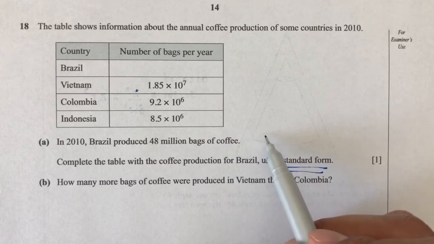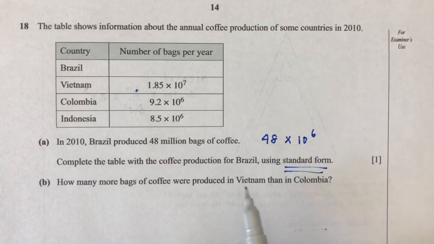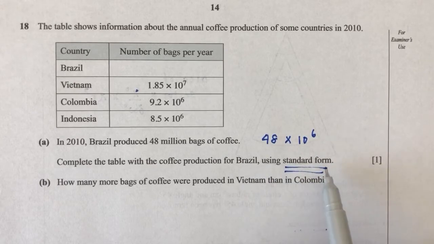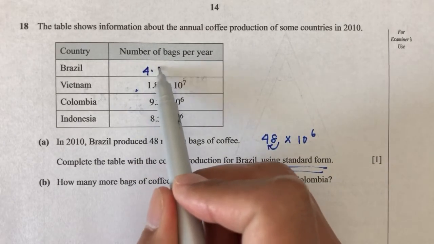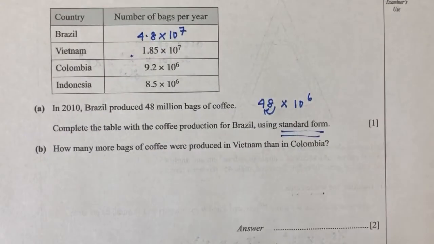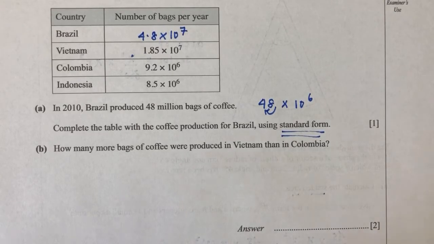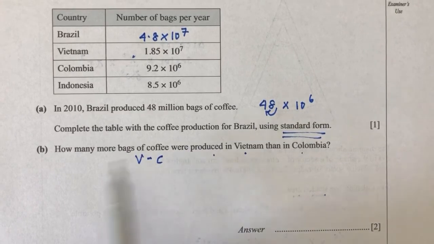So how much is 48 million? 48 million will be times 10 power 6. So in standard form, you have to move 1 decimal place, it will be 4.8 times 10 power 7. That is part A. Now part B. How many more bags of coffee were produced in Vietnam than in Colombia? So we have to do Vietnam minus Colombia.